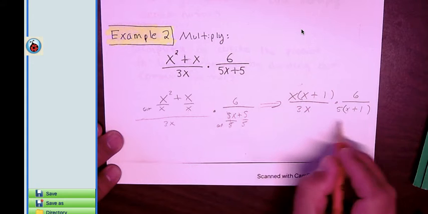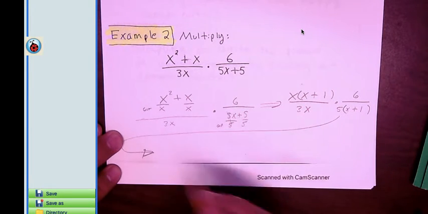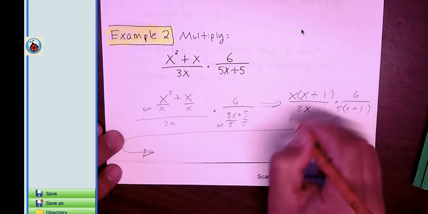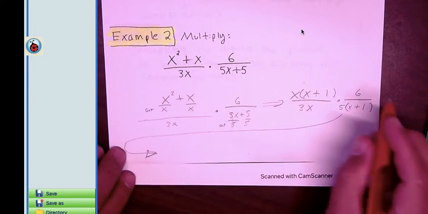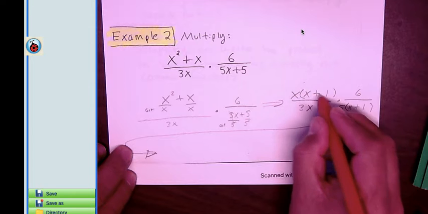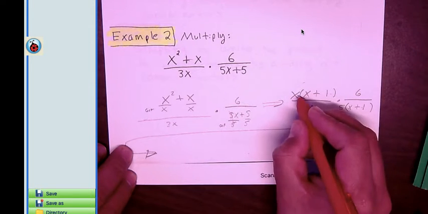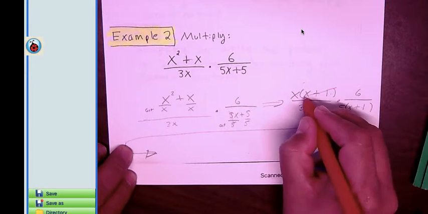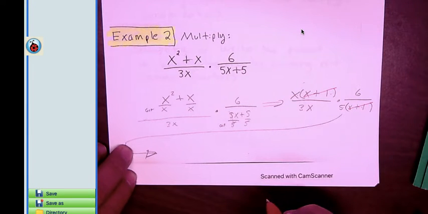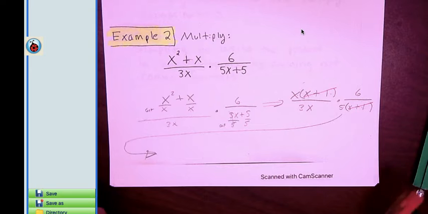So now, think about stuff that you can get rid of here, diagonally or vertically. So these two are the same. x plus 1 is the same as x plus 1, and it's a product now because it's multiplying. So now you can eliminate those, or those become 1.